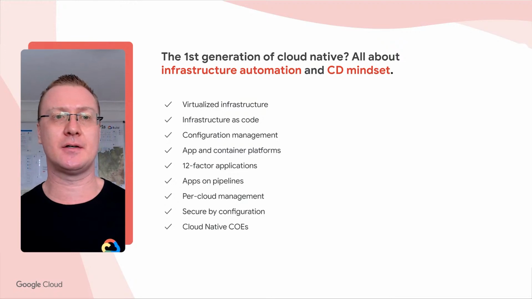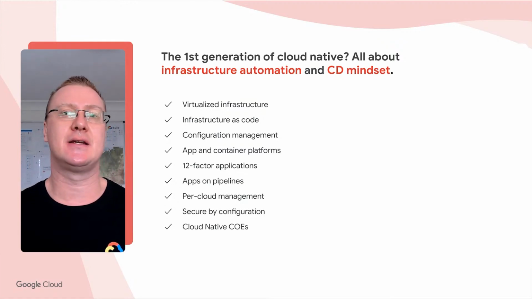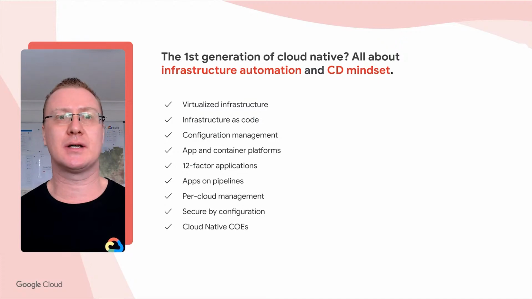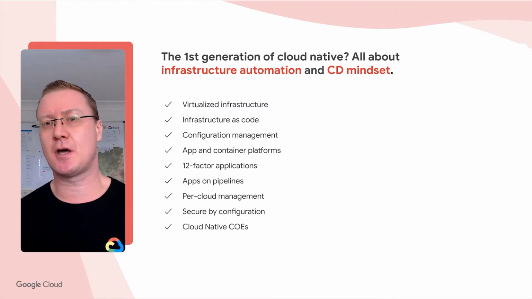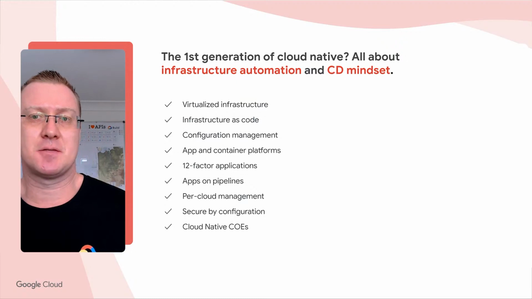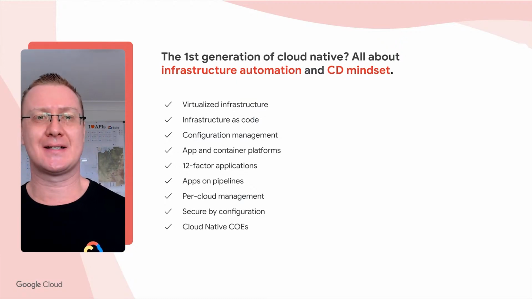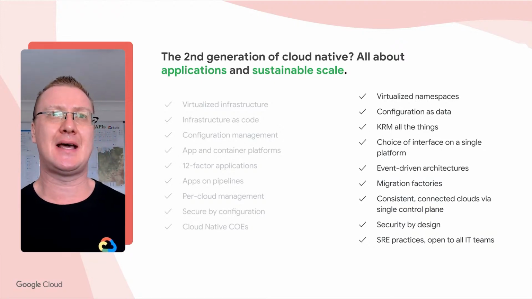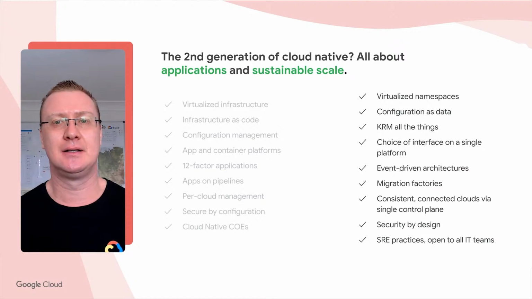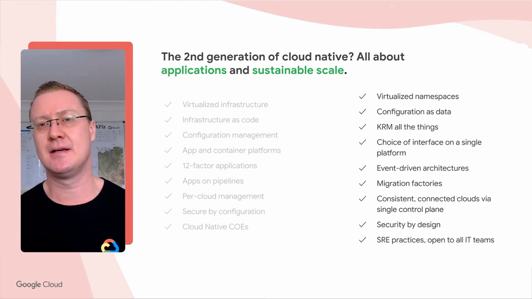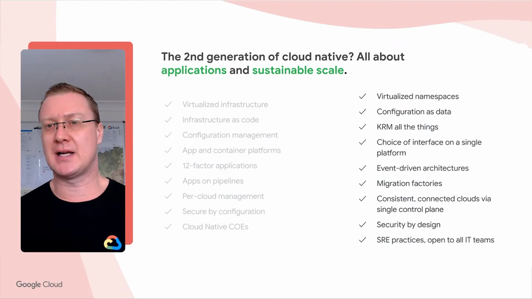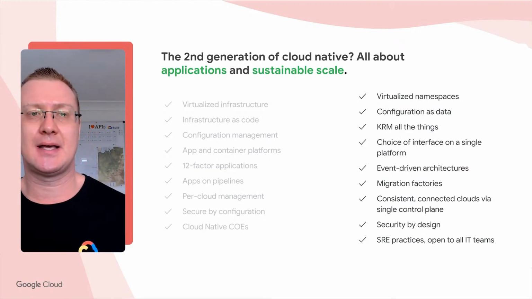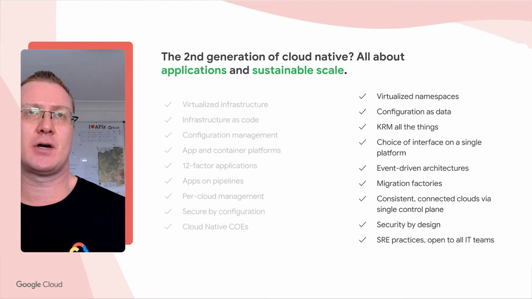Now, you've likely heard of the first generation of cloud-native technologies. Typically, many organizations have been driving down this road for quite some time. It's been oriented towards virtualized infrastructure, maybe infrastructure as code, configuration management, single cloud management for cloud-native workloads. But what's next? I guess if we think about the second generation of cloud native, it's all about applications and sustainable scale. So I'm thinking virtualized namespaces, configuration as data, event-driven architectures, and security by design. There's a lot more to it, but just as a brief summary, those are some of the things that we'll be covering off today.